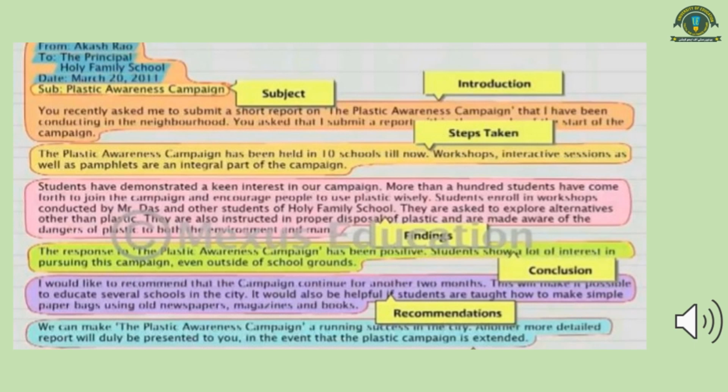And after introducing the issue, there are some steps which are being taken in this regard. These are mentioned here. And the next section you are looking at is the findings, that is, what the findings about this situation are, and then the conclusion is mentioned, and after the conclusion recommendations are put forward, then further information, and finally at the end the name and address are mentioned. This is the format of a report, that is how you can write a report.